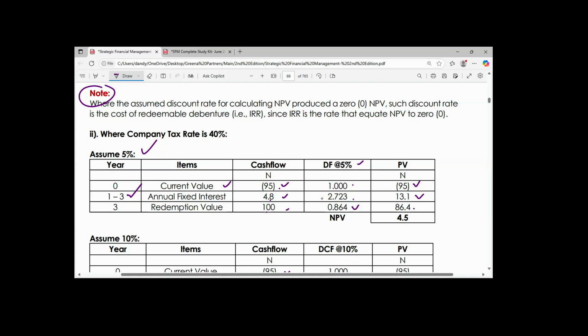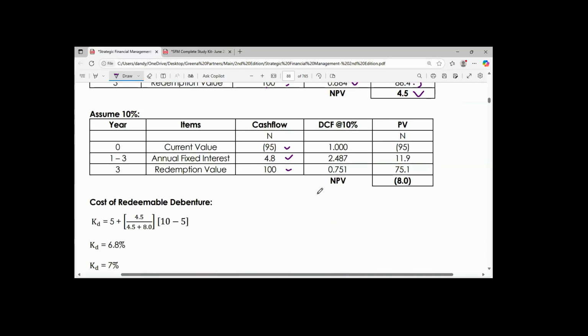So to get the NPV, you add the present value of the cash inflows, 13.1 plus 86.4, minus 95. The difference is 4.5. So we assumed 5% and we got a positive NPV of 4.5. So we need to assume a higher discount rate that will produce a negative NPV. And that's why we assume this 10%. So we then use the 10% to compute the NPV.